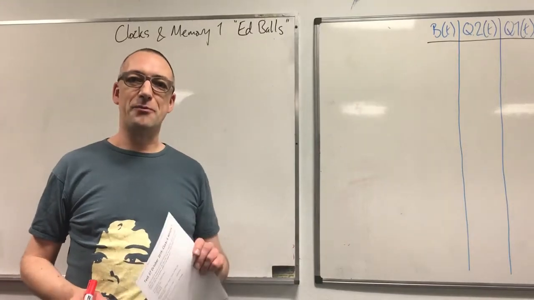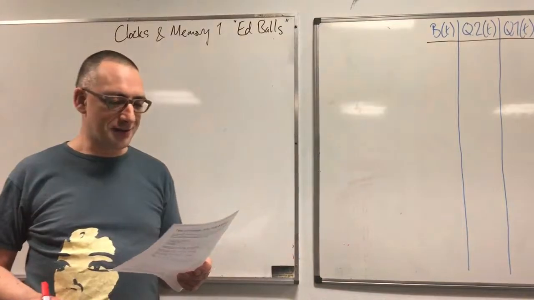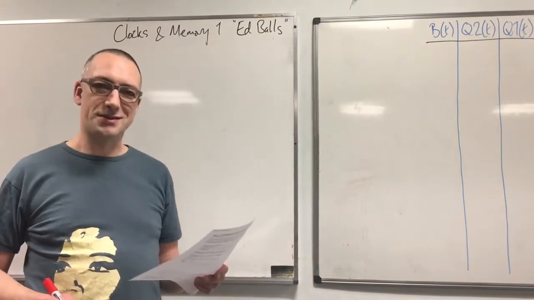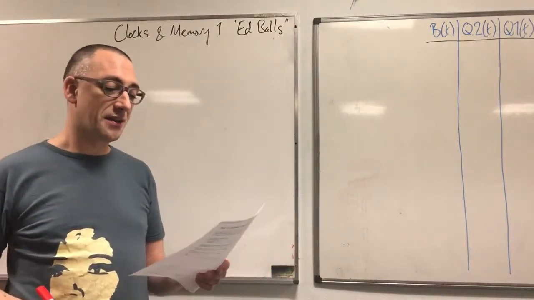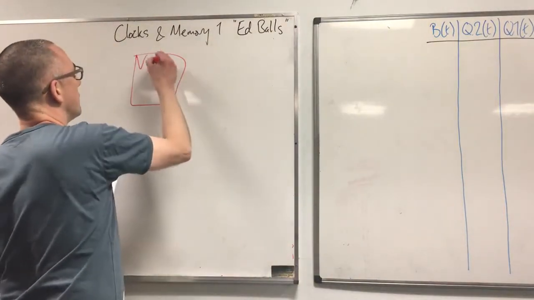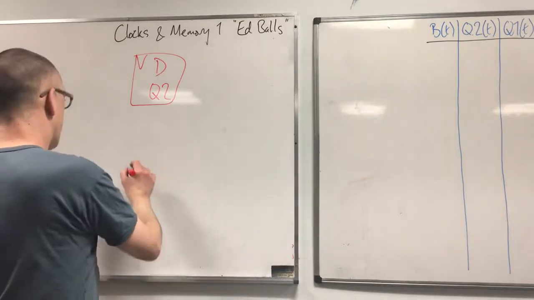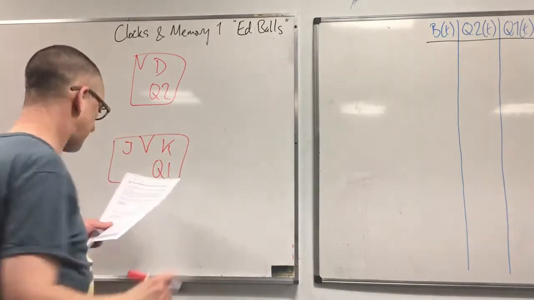Let's do the clocks and memory question about Ed Balls. Ed Balls is struggling to learn to dance the waltz. Often he does not even keep in time with the music. His instructor Katya is exasperated but resourceful. In particular, she has a D flip-flop with an output labelled Q2 and a JK flip-flop with an output labelled Q1.